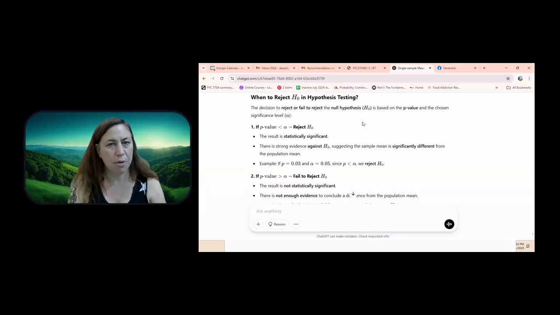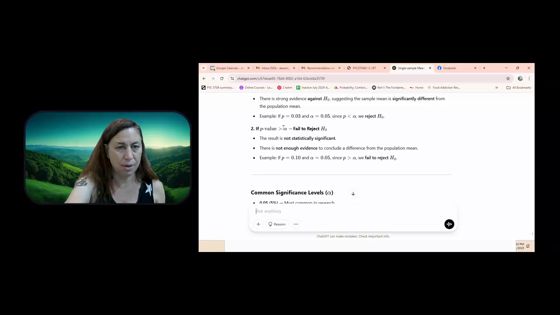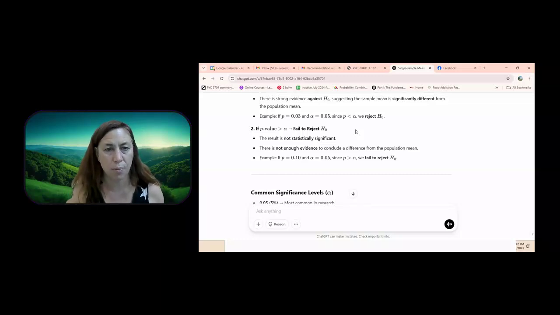When to reject the null hypothesis in hypothesis testing. This is based on the p-value and the chosen significance level, alpha. If the p-value is less than alpha, we reject the null hypothesis. The result is statistically significant. There is strong evidence against the null hypothesis, suggesting the sample mean is significantly different from the population mean. If the p-value is greater than alpha, we fail to reject the null hypothesis. The result is not statistically significant. There is not enough evidence to conclude a difference from the population mean.